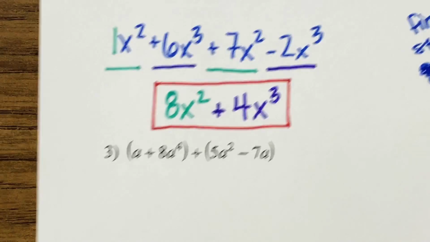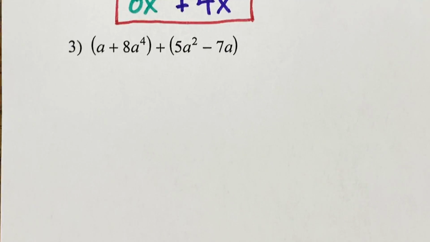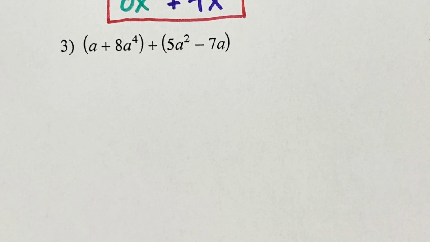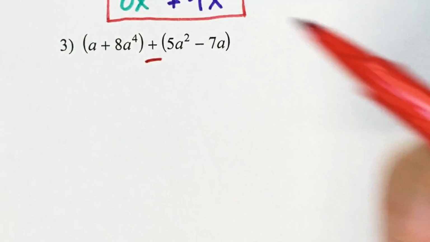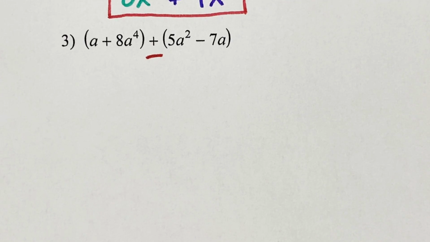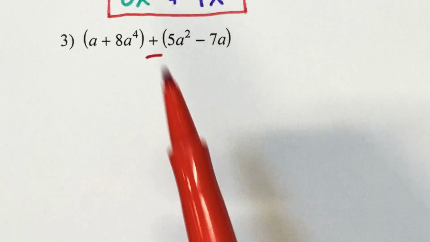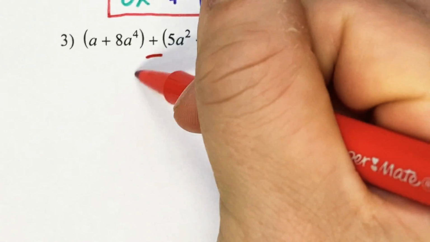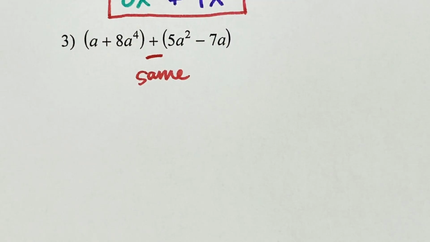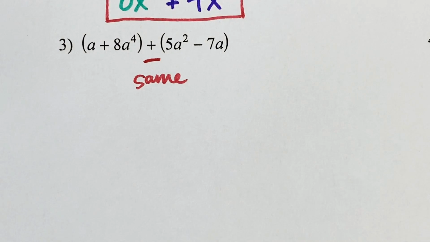Okay, let's look at number 3. So what are we doing in the middle here? Adding or subtracting? We are adding. With addition, do our signs stay the same or do they change? They stay the same. We'll just make a little note: same signs when you're adding.